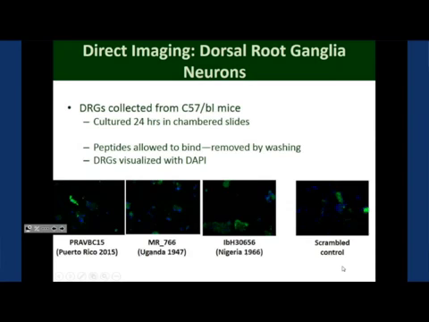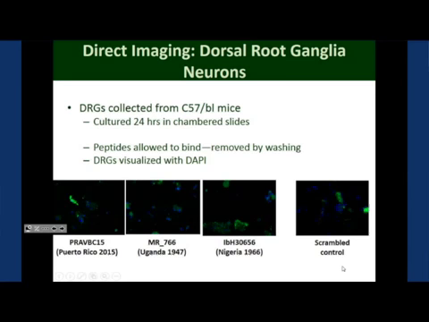All right. What we did first was we wanted to look at some neurons to see if these guys bound. With the help of Derek Molliver's lab, and done by Diana Good and Ramaz, whose last name I can't say, they collected some primary dorsal root ganglion neurons from mice, cultured them in chambered slides, and we allowed our peptides to bind. We washed them away by rinsing with HBSS, and then we visualized where the cells were by staining them with DAPI, so that's a blue fluor.